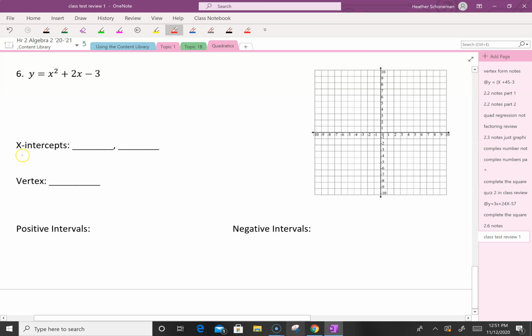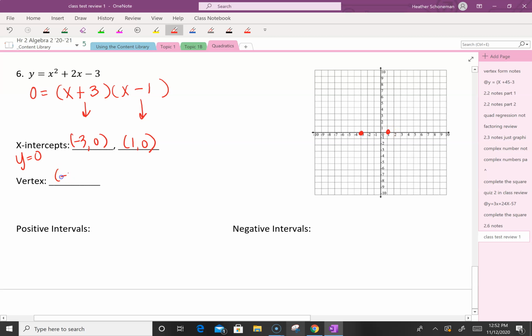One last one. To find the y-intercept, I said that completely wrong. To find the x-intercept, you're going to plug in 0 for y, and now you're going to factor it. This is a trinomial with a leading coefficient of 1, so I'm going to go straight to my two parentheses. The two numbers that multiply to negative 3 and add to 2 would be positive 3 and negative 1. This gives me negative 3, 0, and this one gives me 1, 0.